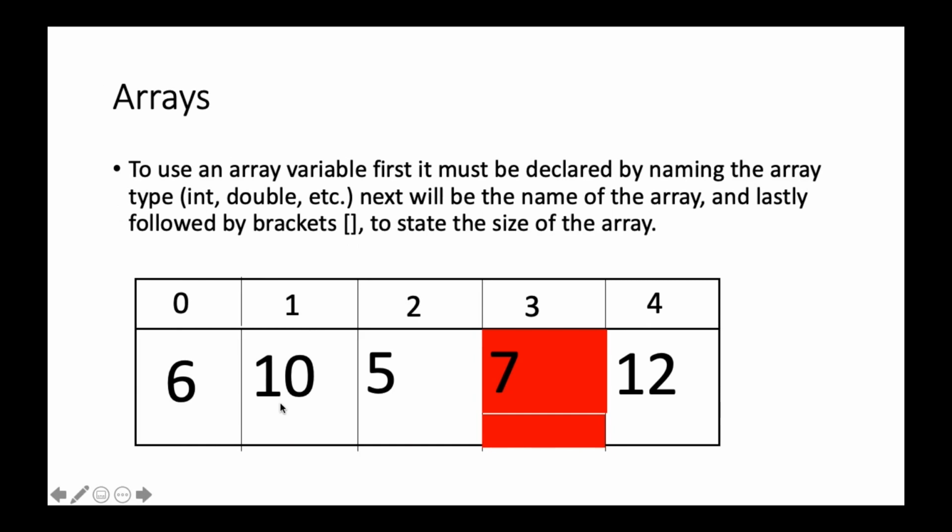So the way an array is read, it starts off at 0. So this is the index. It starts off at 0, and then it continues to keep going. So at index 0, the number is 6. At 1, it is 10. At index 2, it's 5. At index 3, it's 7. At index 4, it's 12.